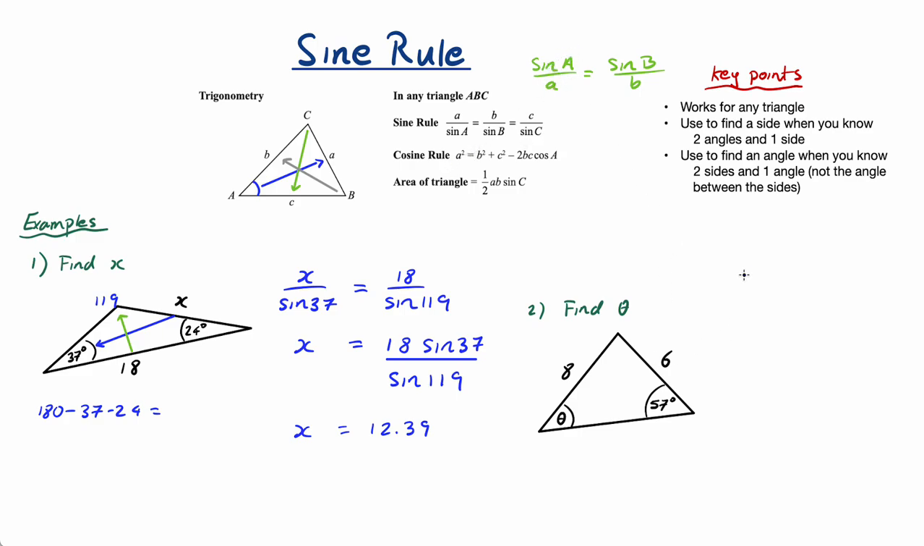I always start with the thing that I'm looking for. If I'm looking for theta, let's start with sine theta. So sine theta over, again, which side? Well, it's the opposite side. So it's sine theta over 6 equals sine 57 over 8, because this is opposite this. So I hope this is making sense, guys. The side goes with the angle that's across from it. Then I say sine theta equals, same idea, guys. I have a 6 underneath the line here that I don't want, so multiply across. So I get 6 sine 57 over 8.